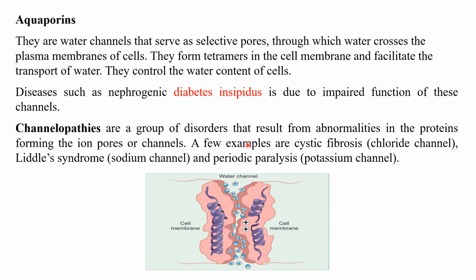Channelopathies are a group of disorders that result from abnormalities in proteins forming the ion pores or channels. A few examples are cystic fibrosis, which is a chloride channel defect, Liddle syndrome, which is due to a defect in sodium channels, and periodic paralysis, which is due to a defect in potassium channels.